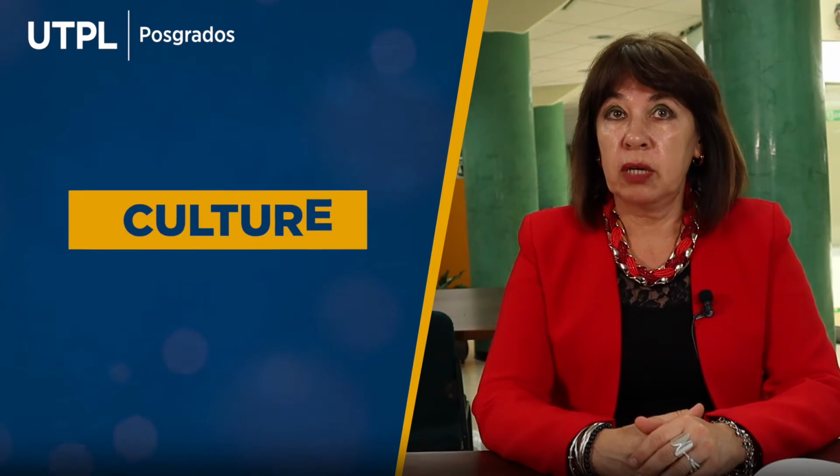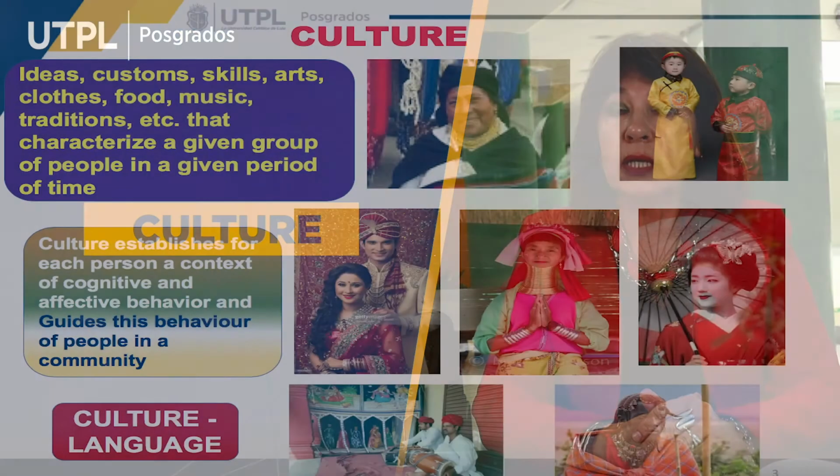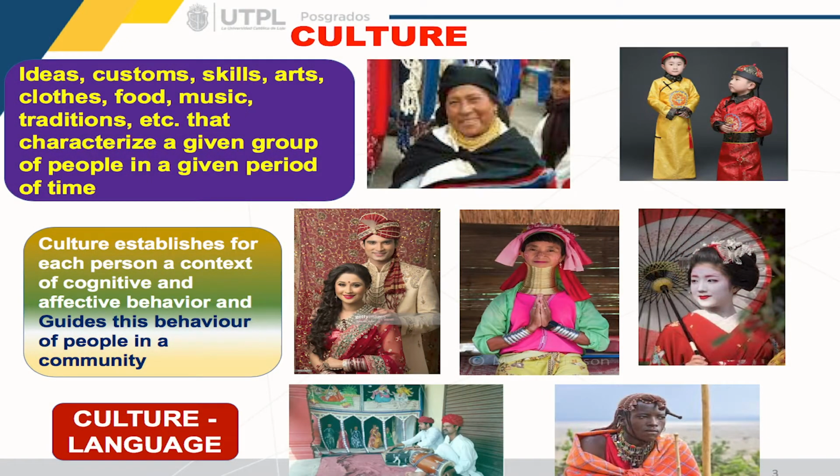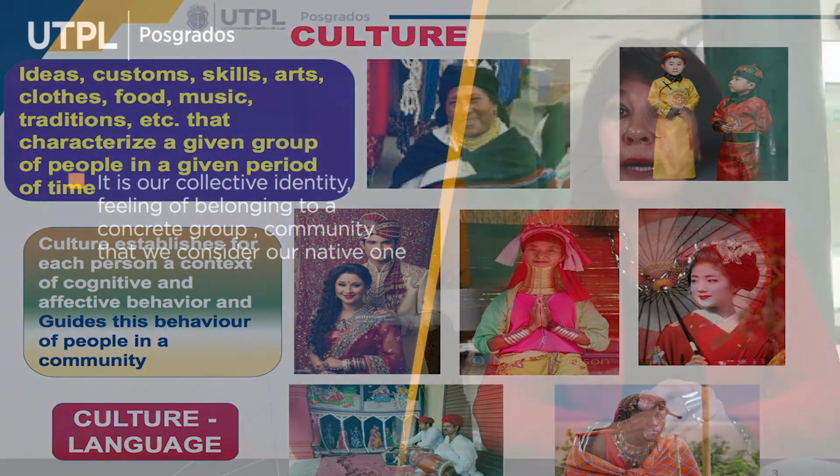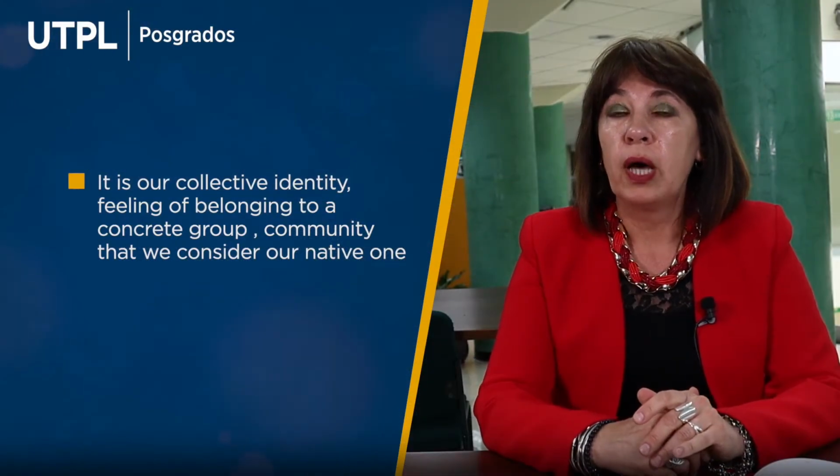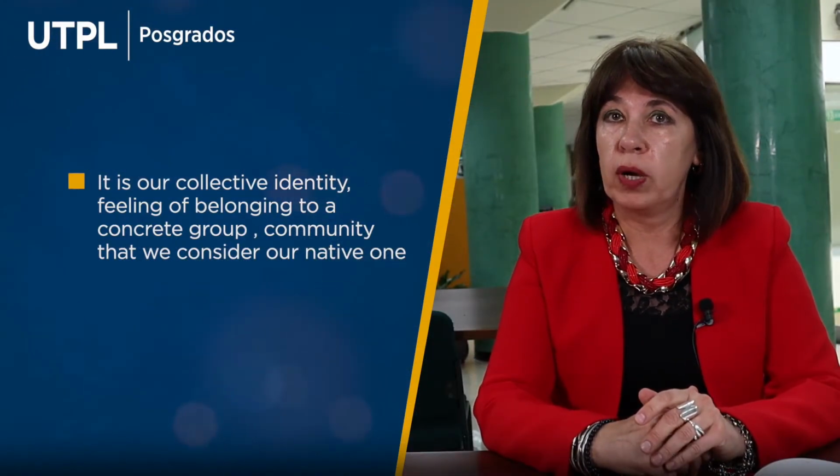The next part of the term cross-cultural communication to be explained is culture. Let us define this notion. Culture is defined as ideas, customs, skills, arts, clothes, food, music, tradition, and so on that characterize a given group of people in a given period of time. Culture establishes for each person a context of cognitive and affective behavior and guides this behavior of people in a community. It is our collective identity, feeling of belonging to a concrete group, community that we consider our native one.